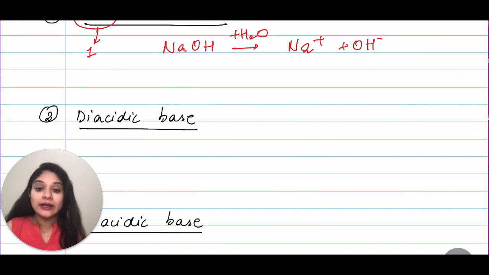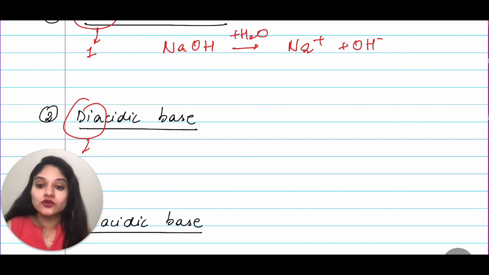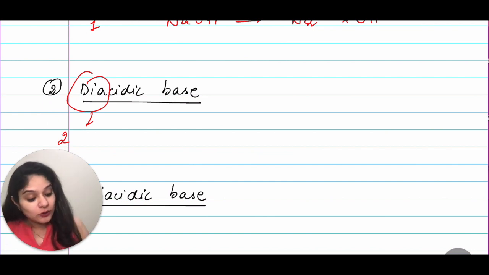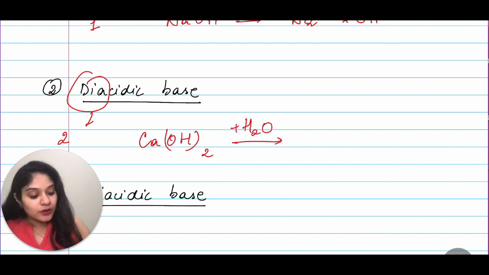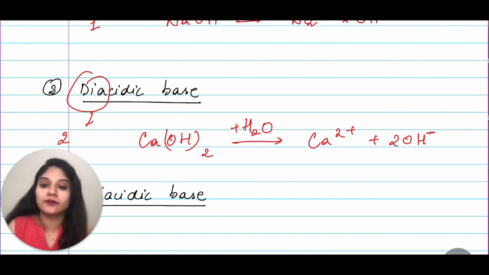Then I have diacidic base. That means I have 2. Acidity is 2. That means when you dissolve this particular base in water, you get 2 ions of OH negative. So let's look at an example. I have Ca(OH)2, that is slaked lime, plus water, which will give me Ca2 plus and 2 ions of OH negative. So this is diacidic base.